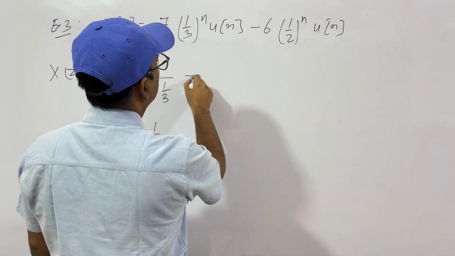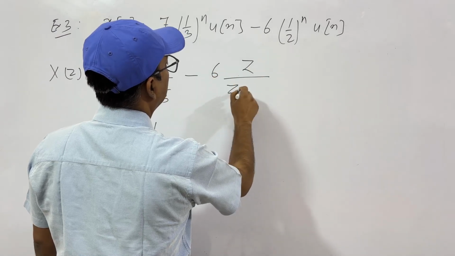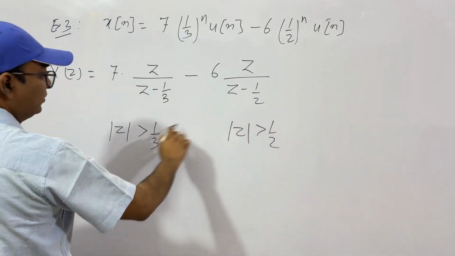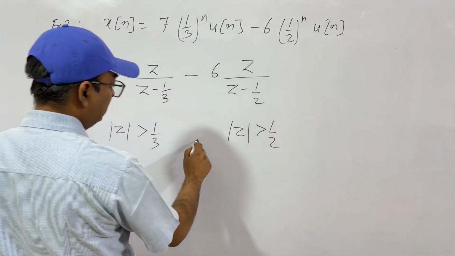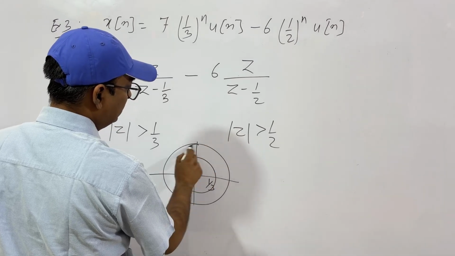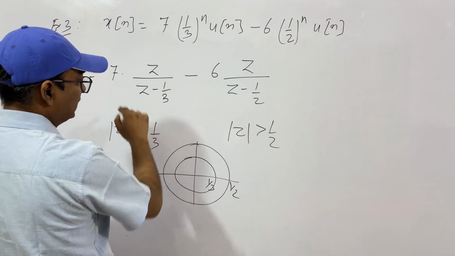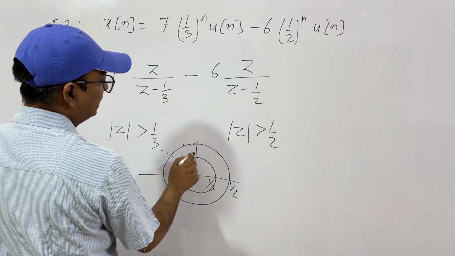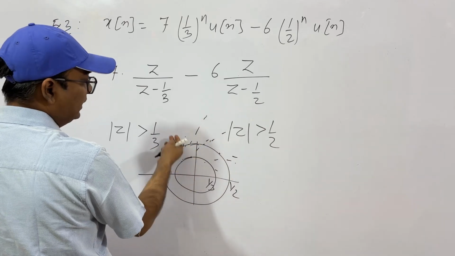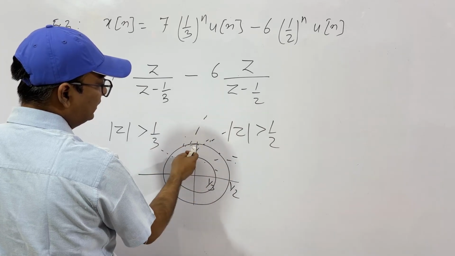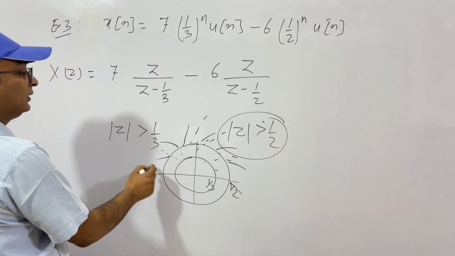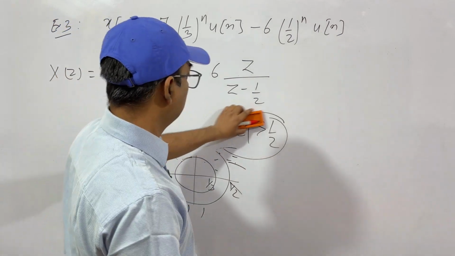Now for this one, it is 6 into z by z minus 1 by 2, and this will be mod of z greater than 1 by 2. First of all, let's understand the region of convergence. This is 1 by 3 and this is 1 by 2. This function says the region of convergence is out of this, and this function says region of convergence is out of this only. Obviously the second function won't converge in this region, so finally the region of convergence is this only. So mod of z greater than half is the region of convergence for this problem.